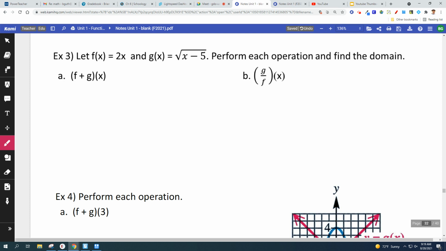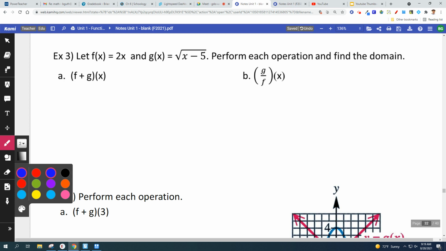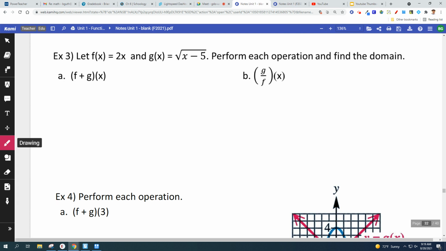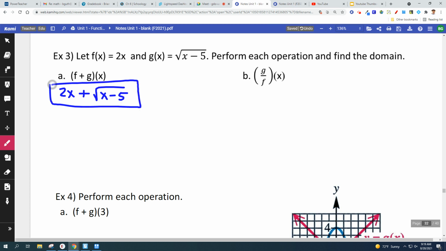Okay. So kind of the same thing. This says we're going to add the two functions. And I'm going to skip a step here, but f of x is going to be 2x plus g of x, which is this square root of x minus 5. And there's really nothing we can do with that. That's all there is to it.